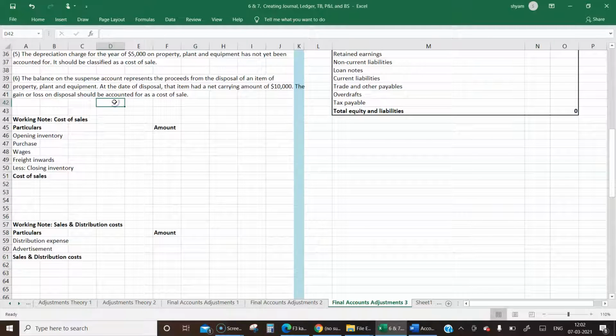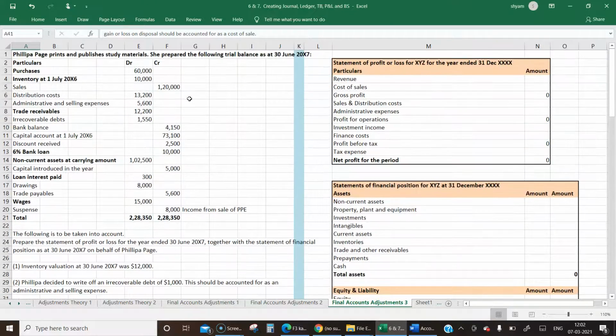At the date of disposal, that item had a carrying cost of 10,000. At the time of selling, it was worth 10,000, but they sold it for 8,000. So that is the income, not the gain. They have sold 10,000 worth of goods for 8,000, so they would be incurring a loss. The gain or loss on disposal should be accounted as a cost of sale. So that is again a cost of sale item. That's about the concepts here.